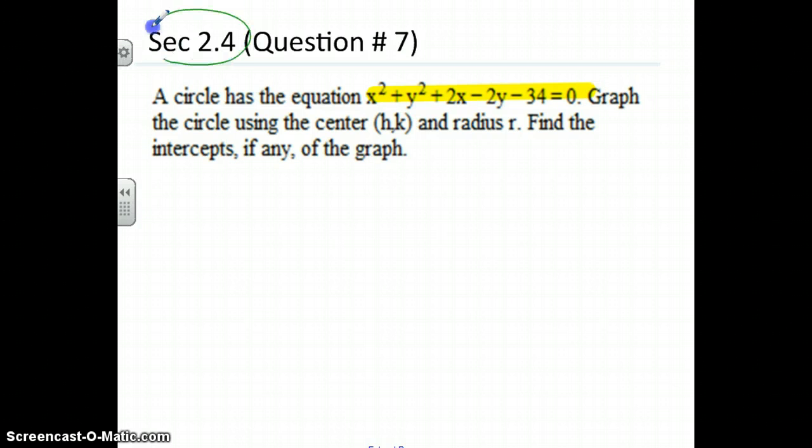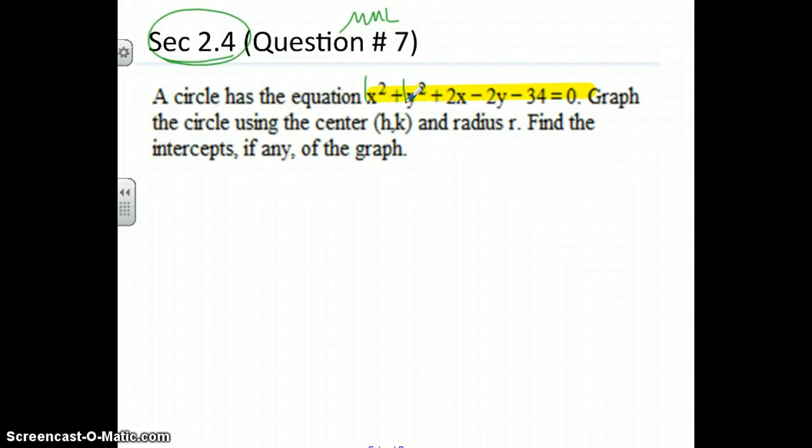So I think this is off of section 2.4, and it's question number 7 off of your MyMathLab if you're following along. Now, if the coefficients are a 1, this is kind of an easier problem. If the coefficients aren't 1, we'll have to factor out so that the leading coefficients are 1.